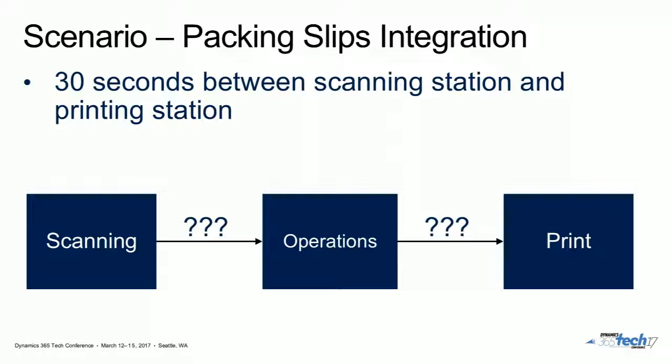So this is an interesting scenario. This customer is upgrading from AX 2012 to D365. They have a conveyor belt with boxes going through it, and a scanner which scans the boxes. When it scans, it needs to send this information to operations, and operations needs to get a packing slip printed on a printer, which they could then paste on the box and ship out.